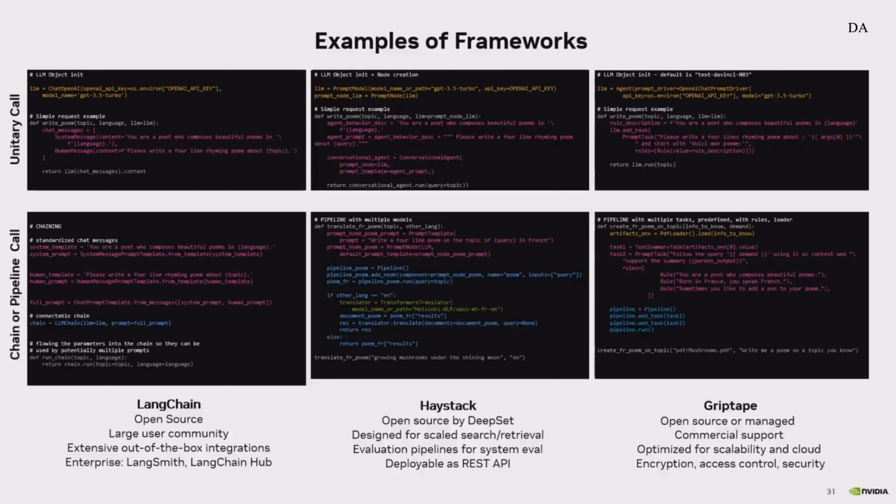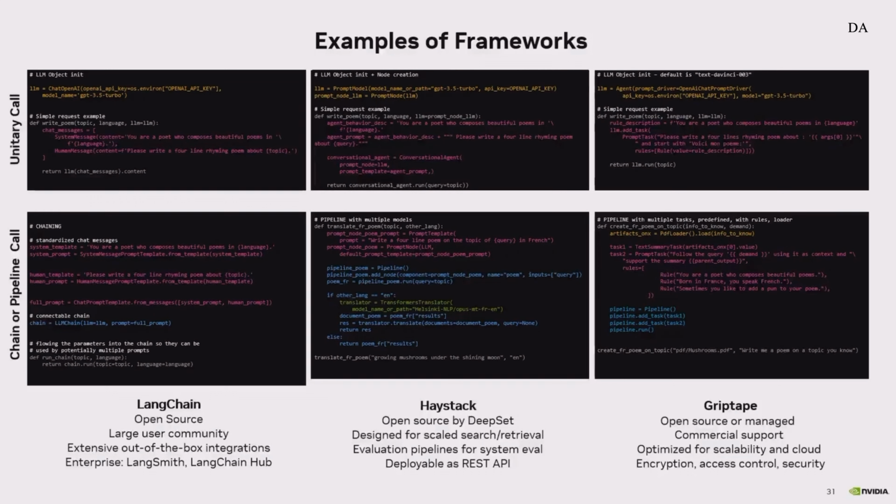Haystack, for example, developed by DeepSet, is open source, and it has a lot of resources to help you with scaled search and retrieval. Also, the evaluation of pipelines, so you can tell how your whole system is evaluating. Remember, we talked about evaluation earlier. It's also deployable as a REST API. Griptape can be deployed open source or in a managed way with commercial support. It also is optimized for scalability and cloud deployments containing resources for encryption, access control, and security.